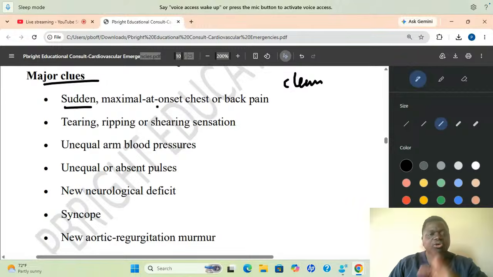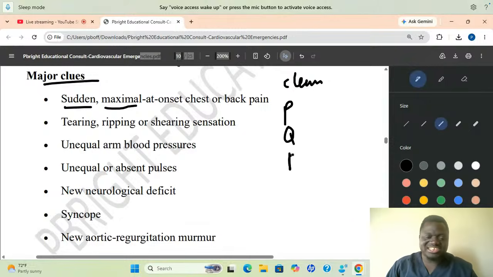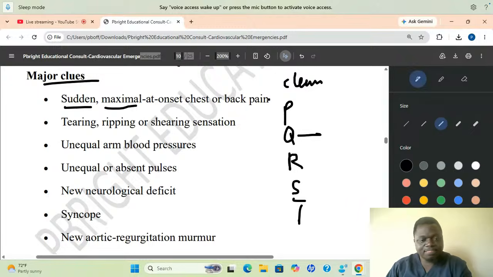So NCLEX will give you sudden tearing pain, or sudden severe pain, chest pain radiating to the back. They will not use this exact English. How do we describe the pain? Remember PQRST, they would describe it nicely. The provocation, the quality, sudden pain, and radiation, it is radiating to the back.